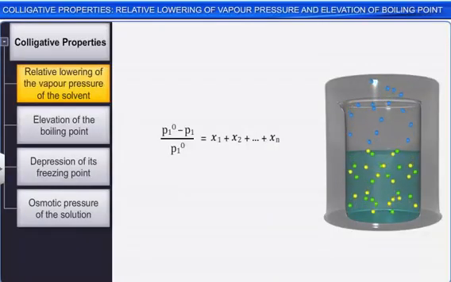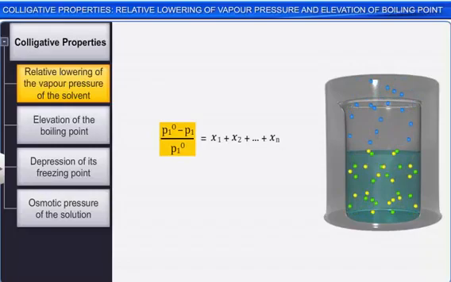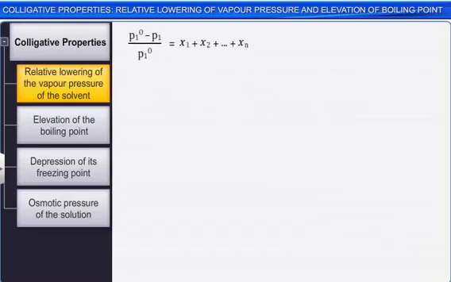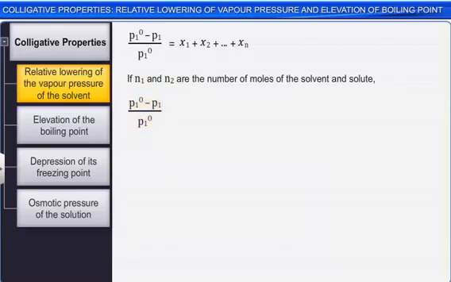If the solution contains more than one non-volatile solute, then the relative lowering in vapor pressure of a solvent is equal to the sum of the mole fractions of all the non-volatile solutes. If N1 and N2 are respectively the number of moles of the solvent and solute in a binary solution, then the relative lowering in the vapor pressure of the solvent, (P1° − P1)/P1°, is equal to N2/(N1 + N2).